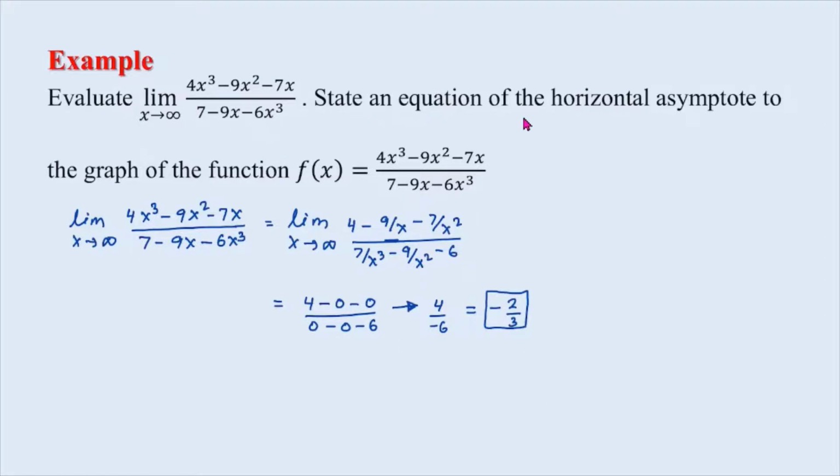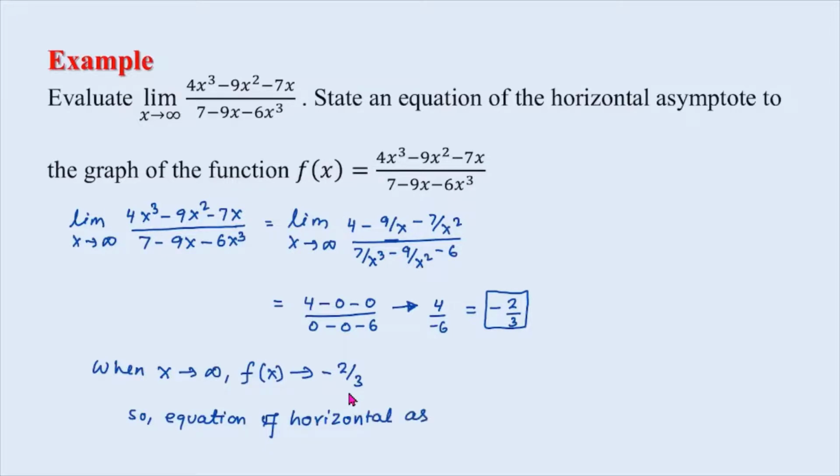Now in the second part, we are asked to state the equation of the horizontal asymptote to the graph of that function. So here, when x approaches infinity, we saw that the function approaches negative 2 over 3. So the meaning of that is, the equation of the horizontal asymptote is y equal to negative 2 over 3.